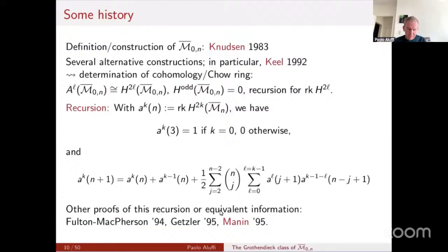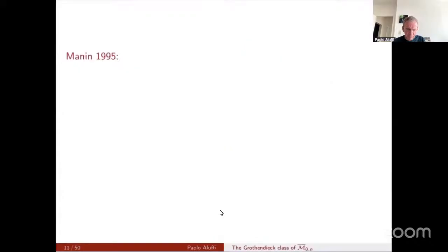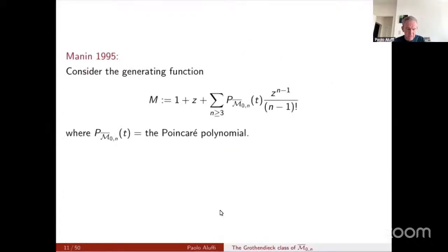There were other proofs of this recursion or recurring information. There's a very influential paper by Fulton and MacPherson on configuration spaces that has material that you can use to prove this. There's a beautiful paper by Getzler, and there's a paper by Manin, and again, I'm highlighting it because I want to focus on it, from 1995. So let me tell you what he did. He puts all the information in a generating function.